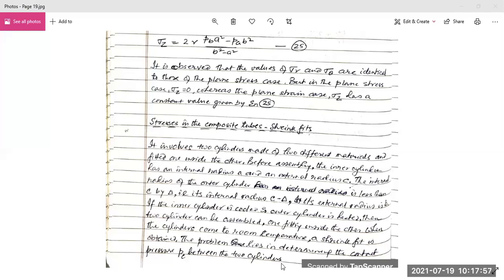the problem now lies in determining the contact pressure PC between the two cylinders. As the outer cylinder is pressing the inner cylinder, the inner cylinder is also pressing externally on the outer cylinder for the fitting. They must have a contact pressure PC between the two cylinders, which we are supposed to determine.